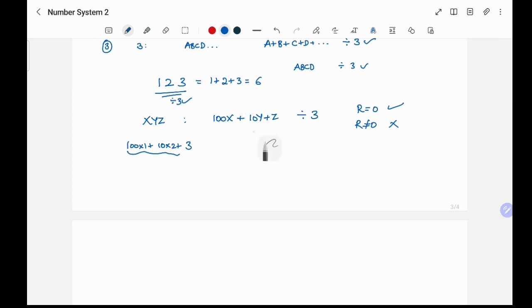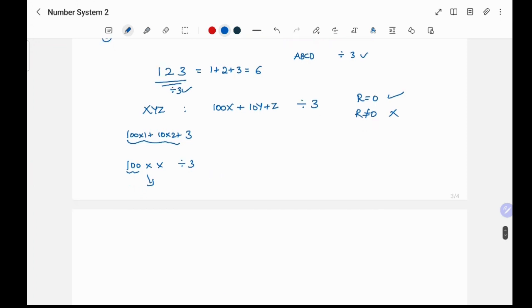Again, we'll deal with this separately. So 100 into x, divided by 3: 100 we can reduce further. What will be the remainder when 100 is divided by 3? 33 into 3 is 99. So for 100 the remainder is 1. So 1 into x, which is x itself. So this we can convert as x plus 10y, 10 into y.